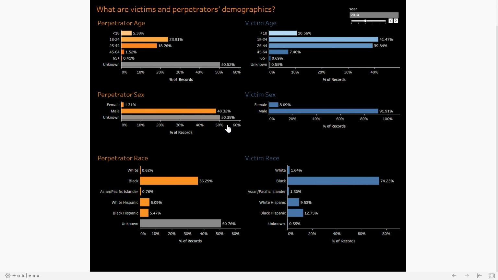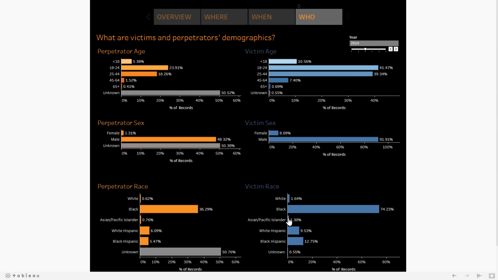For sex, most of the perpetrators are male, and also most of the victims are male as well. Regarding race, blacks account for a larger percentage. 36% of perpetrators are black, while 74% of victims are black. Also, in this dashboard, we need to keep in mind that half of the perpetrators' information is unknown to the police.